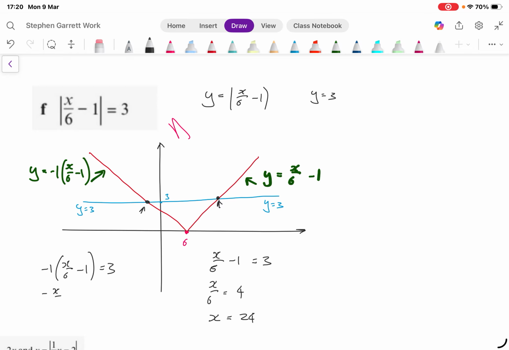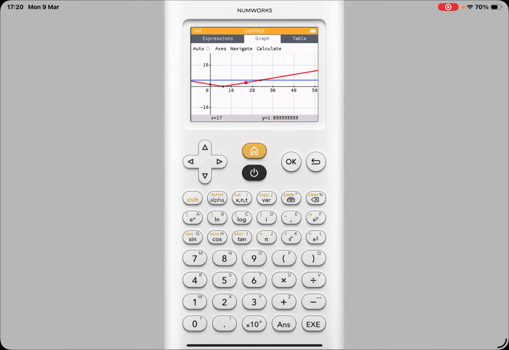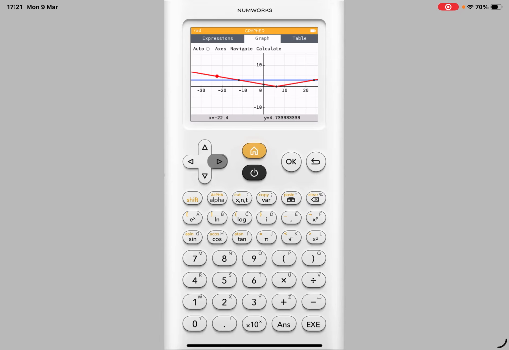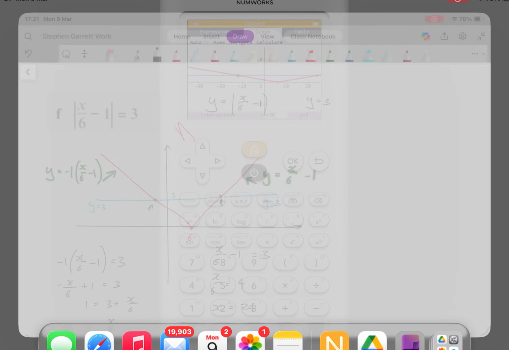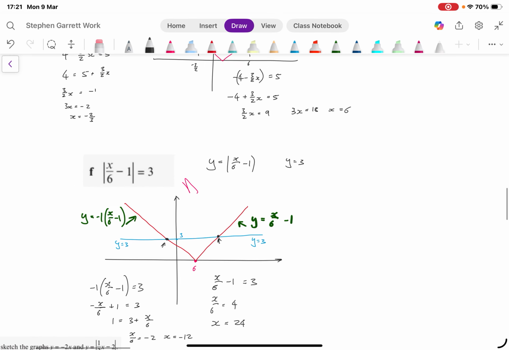Then I have minus x over 6 plus 1 equals 3. Let's add x over 6 to both sides. So we'll go 1 equals 3 plus x over 6, x over 6 equals negative 2, x equals negative 12. Yep, negative 12 and 24, and then we can have a look. 24, negative 12. Yeah, good, cool. So one of those questions where you know you're right, which is lovely. So I hope that helps.